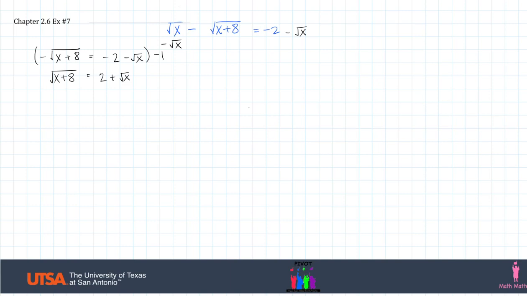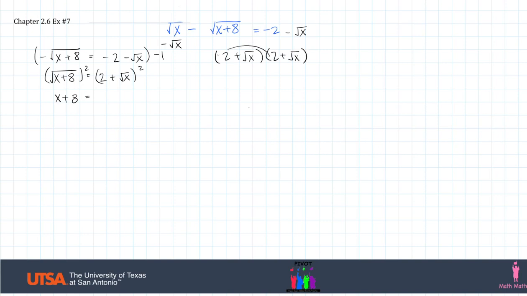And then from here, now we can square both sides. If we square this side, this is just x plus 8. And then if we square this side, let's write it out over here. So 2 plus square root of x times 2 plus square root of x.